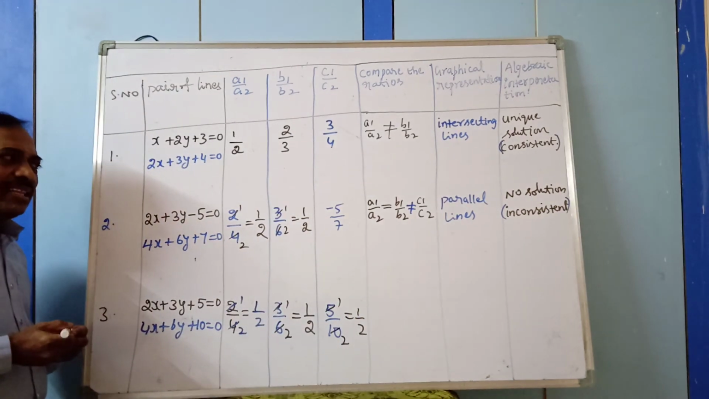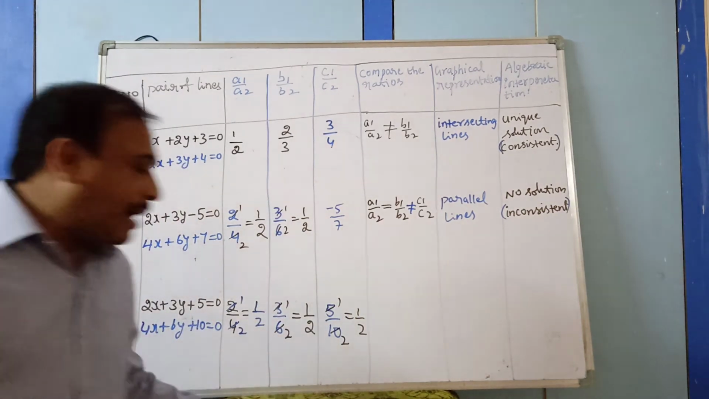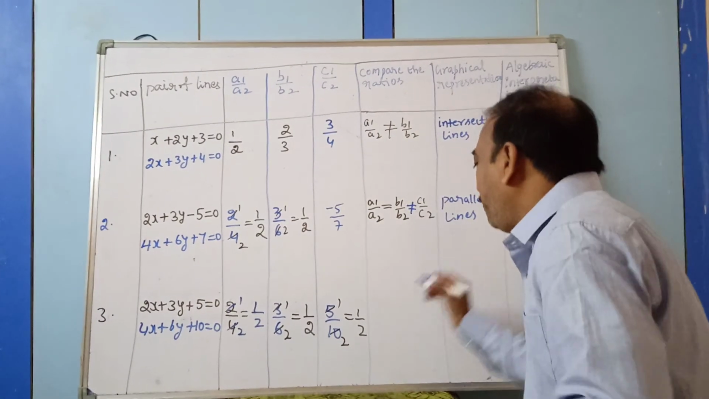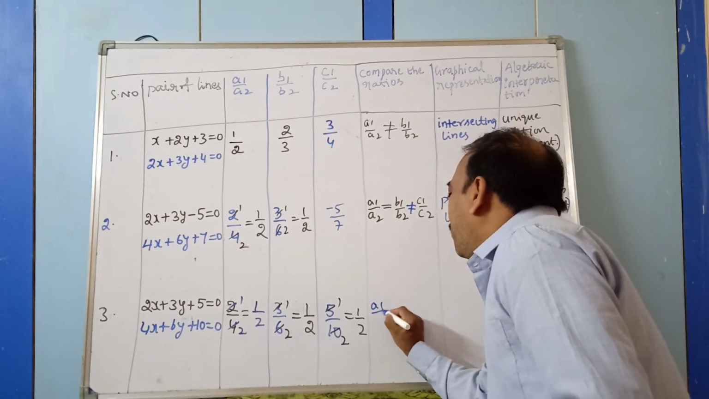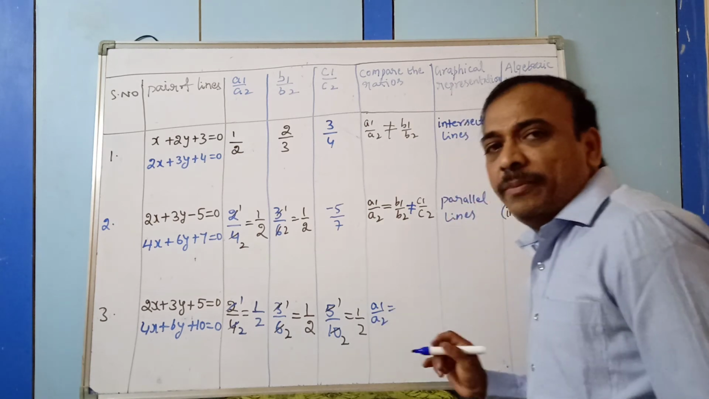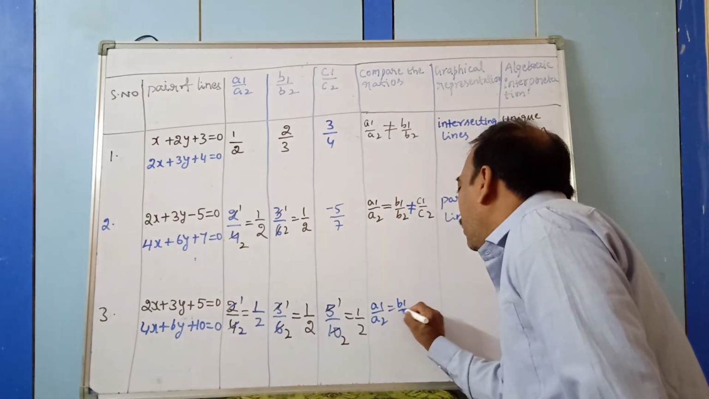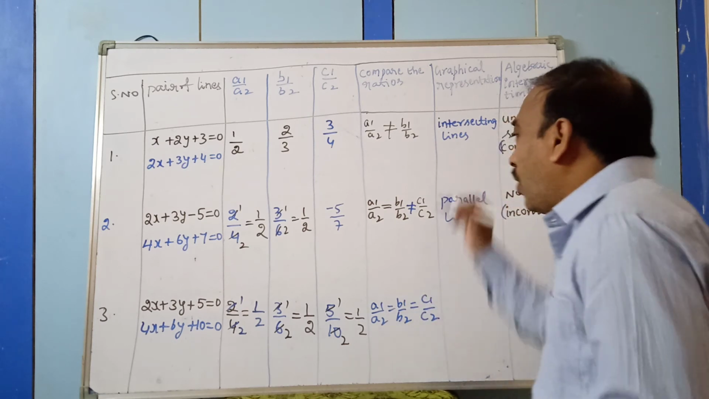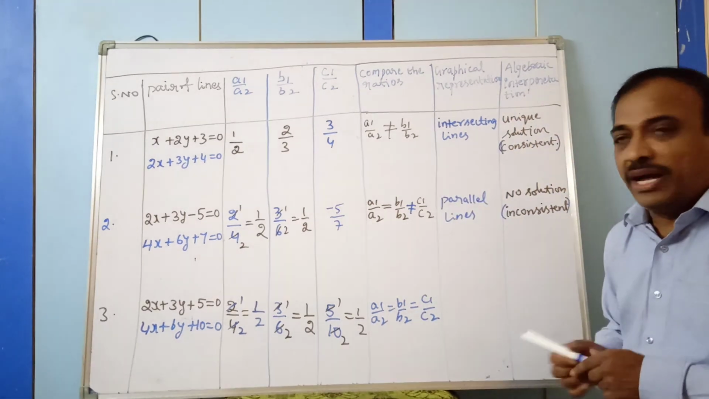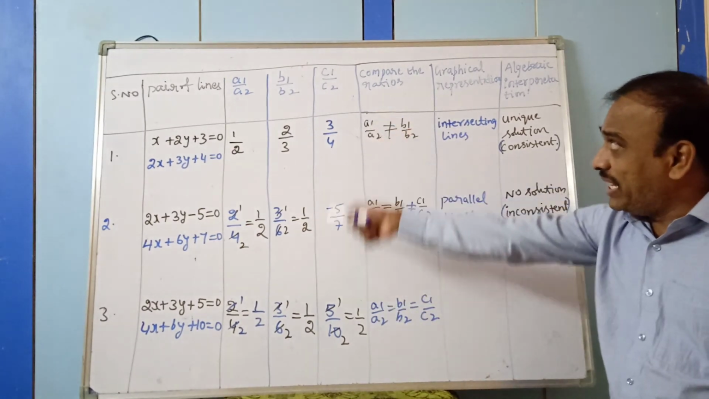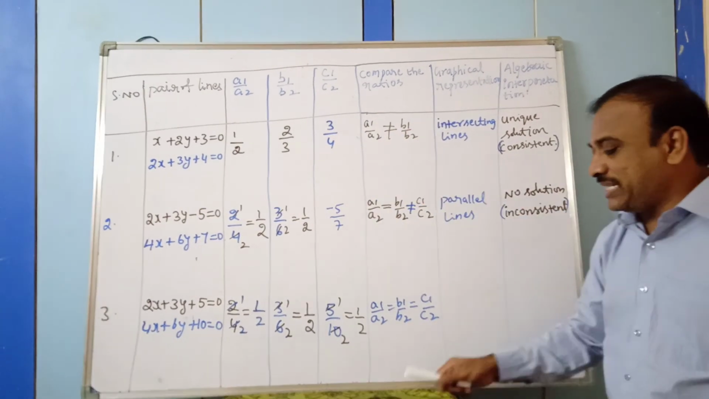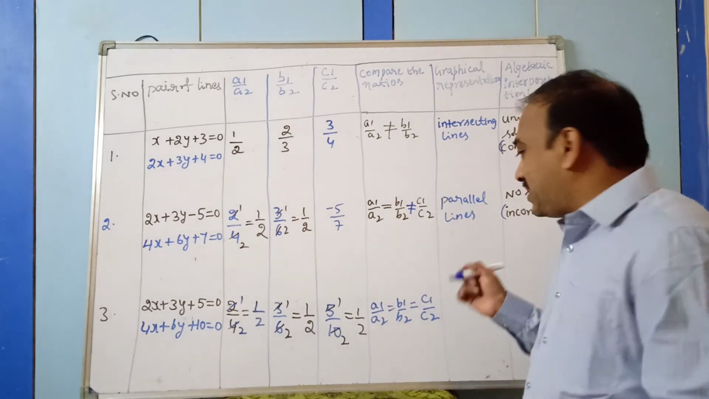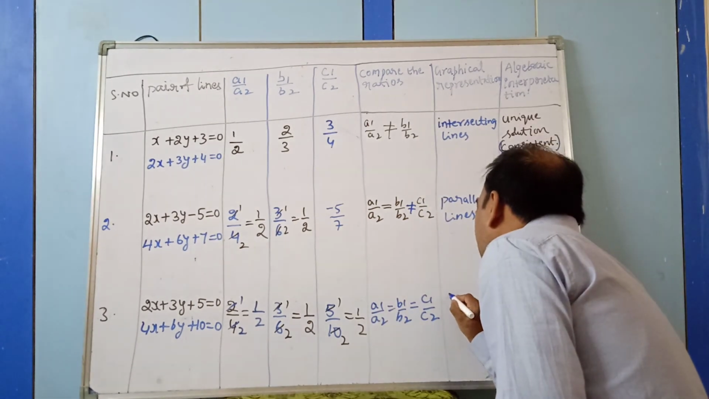Now you see, when you compare, all three ratios are equal. That is, A1 by A2 is equal to B1 by B2 is equal to C1 by C2. All three ratios are equal. Now what can you say? Graphically you can say that the lines are coincident lines.